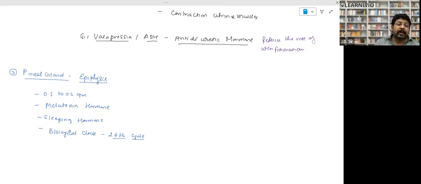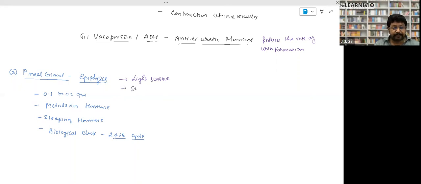Look, the pineal gland is light sensitive. It will work only in the absence of light, right? So that's why we need to close our eyes before we sleep. If you keep on opening your eyes, you cannot sleep with open eyes. Why? If the eyes are open, the light will keep on going inside your eyes, and melatonin will not be secreted, right? So it is light sensitive.